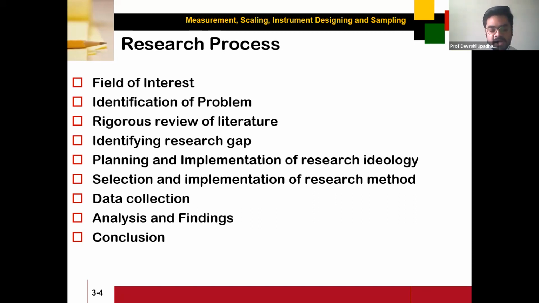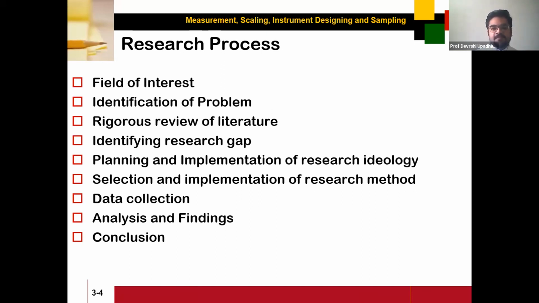So how to do a literature review is a very long topic to be discussed. But if I give it in a nutshell, refer to a lot of literature, from your textbooks and from your journals, and always select a good, authenticated, and qualitative journal. Next, identifying the research gap.